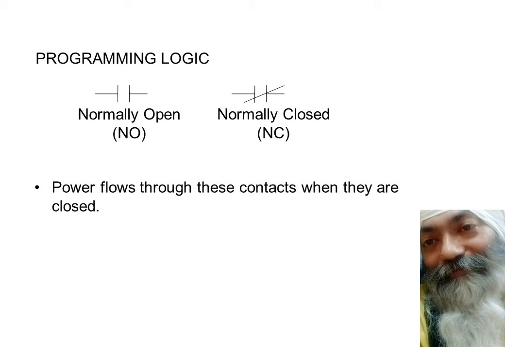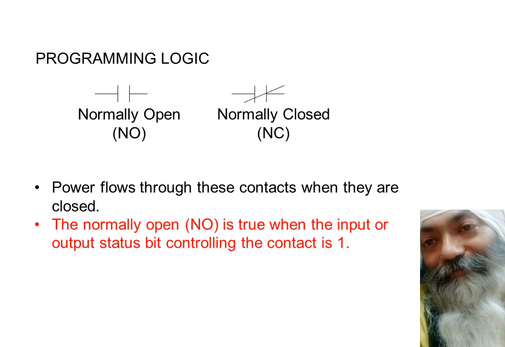I express the same thing for the second switch, which is normally closed. When it is de-energized, the power flows, so its status is true. But when it gets energized, it opens. Normally closed switch opens, and as it opens, the power flow stops and its status becomes false. So this is what you have to keep in mind all the time.